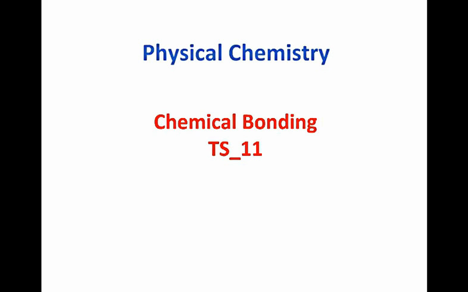In our last theory session, we discussed the different types of molecular orbital configuration of different molecules like lithium, beryllium, boron, carbon, nitrogen, oxygen and fluorine. Now, in today's theory session, we shall be discussing the formation of molecular orbitals that takes place in heteronuclear diatomic species or AB type of molecules.